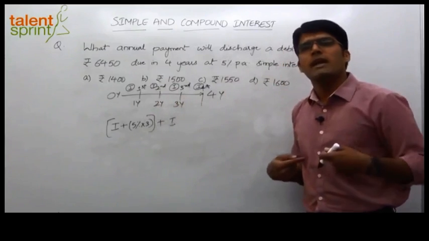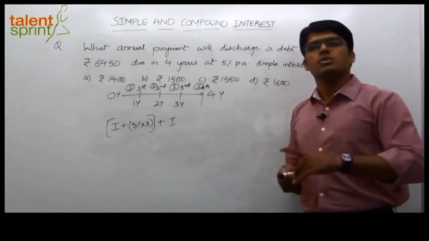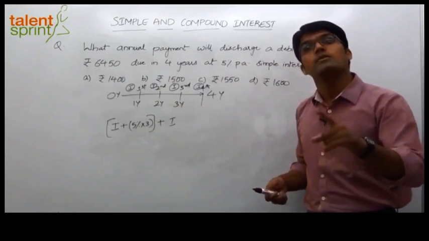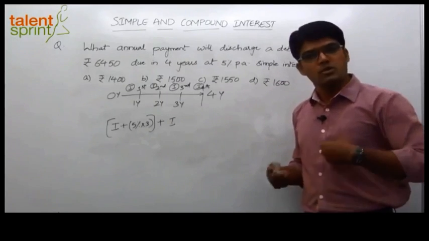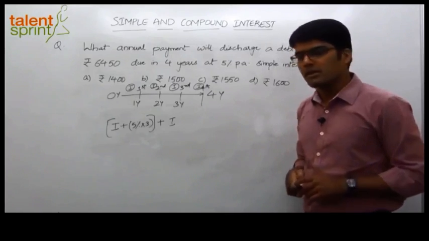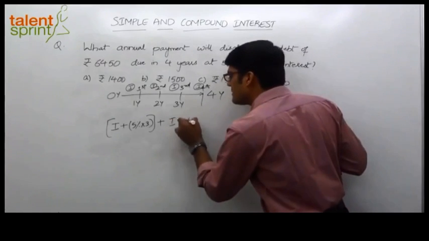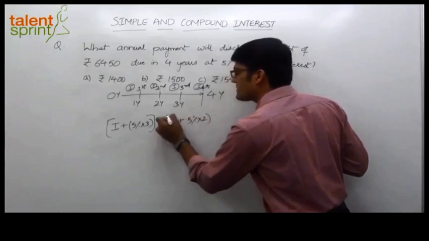If I don't give it to you, I will get it. But because I am giving you in advance, you will enjoy that benefit. What benefit? You will get 5% for 2 years. So that is also a part of my payment only. So I will say I have given you I plus 5% into 2 years.